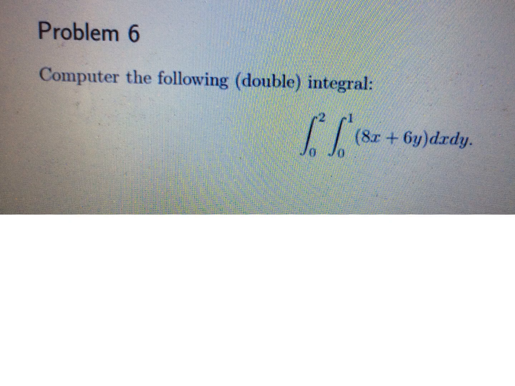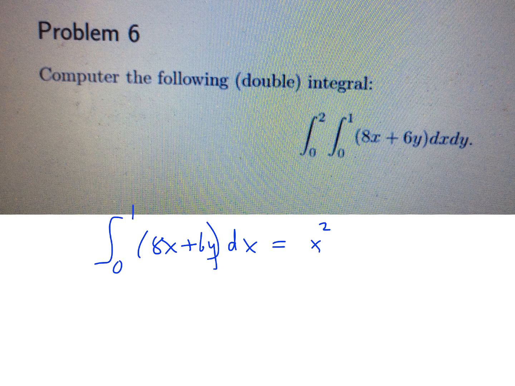Okay, so when we're doing the double integral, we're going to start on the inside and work our way out. We're going to start with the integral from 0 to 1 of 8x plus 6y, with respect to x. And so our integral becomes x squared, which means that we need a 4 in front in order for that to become 8x when we take the derivative. And then we have the plus 6y. We're going to evaluate that over 0 to 1.